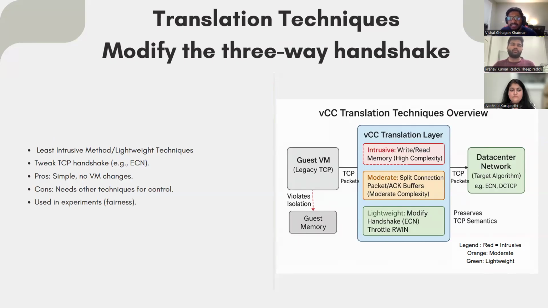So, lightweight techniques. First we'll discuss the handshake technique, where VCC tweaks the TCP handshake to add a feature like ECN, making the network think the VM supports it. For example, it sets the ECN flag in the SYN packet, but hides it from the VM. It's super simple and doesn't change the VM's code. This sets up better congestion control without any hassle. The paper uses this in experiments to boost fairness.